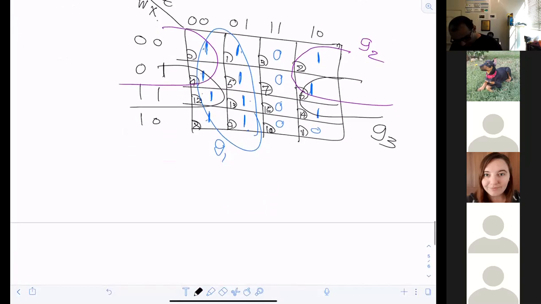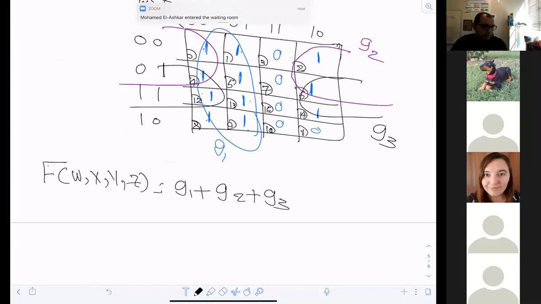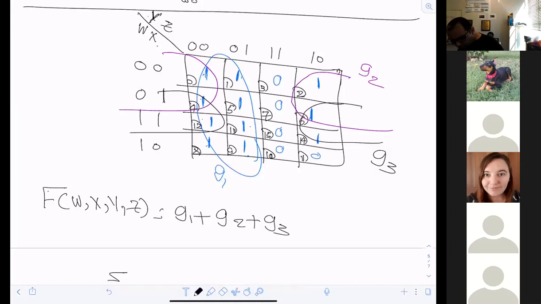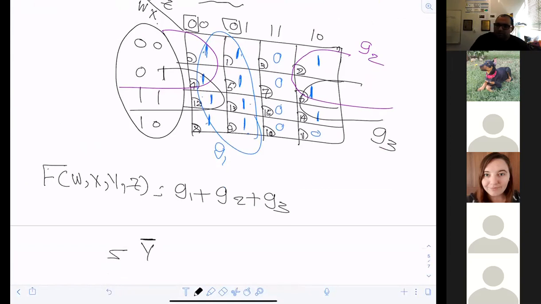So I can come and say that, f as a function of w, x, y, and z is equivalent to group 1 or with group 2 or with group 3. Let's write it together. So group 1, those are changing, so basically are out of my scope. The only thing I'm gonna look here, right? And I find here this is y complement. Make sense?